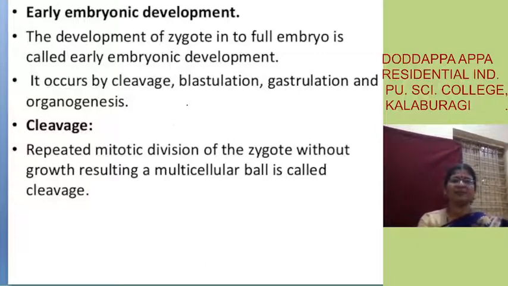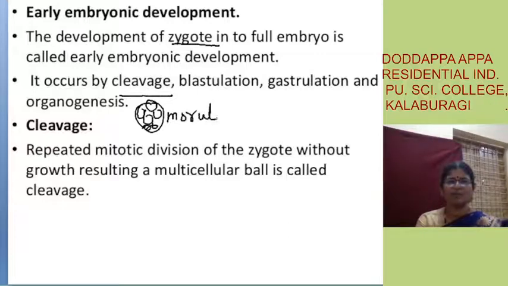Early embryonic development. Here you will read the development of the zygote. When the zygote is formed, it will divide continuously through mitosis. And the continuous division of the mitosis is called the cleavage. And through the cleavage, a ball of cells is formed, just a solid ball of cells. And this stage is called morula.